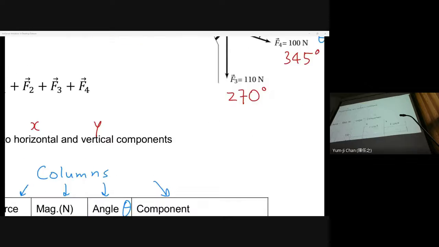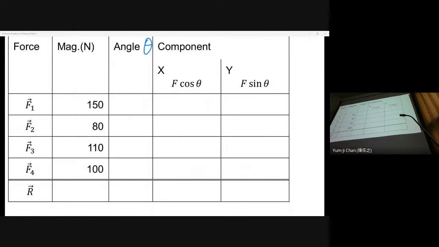So let me fill in the table. This one is 30. The second one is 110. That one is 270, and the last one is 345. It's okay.